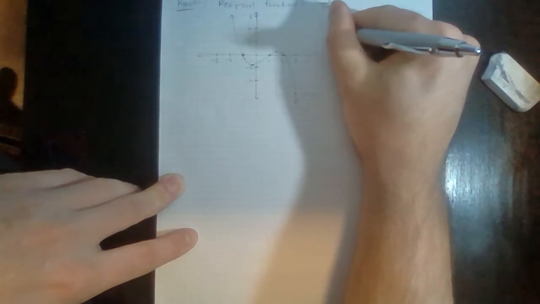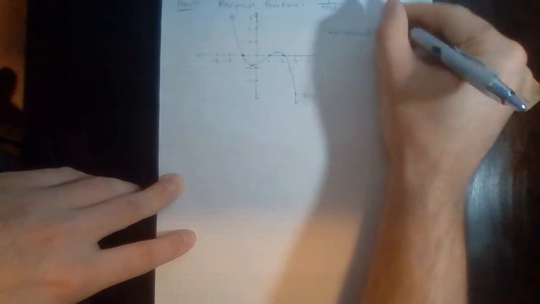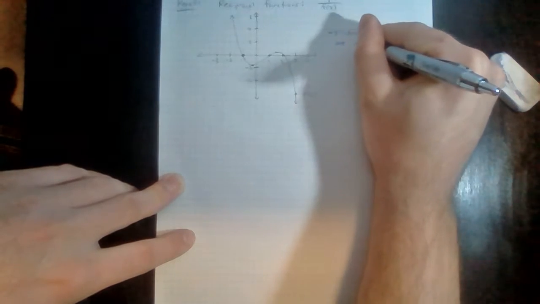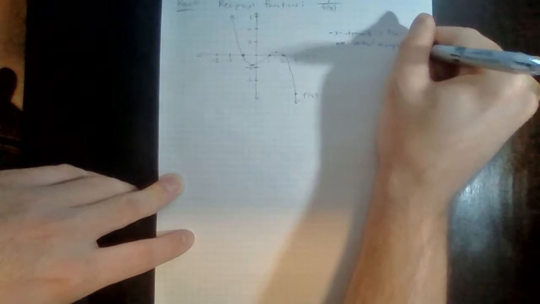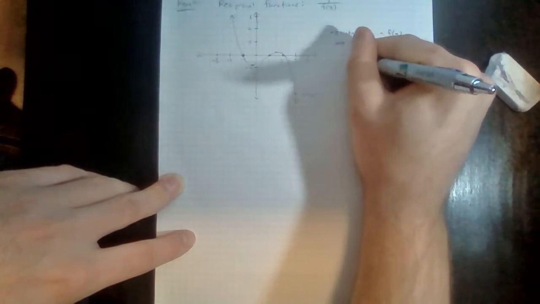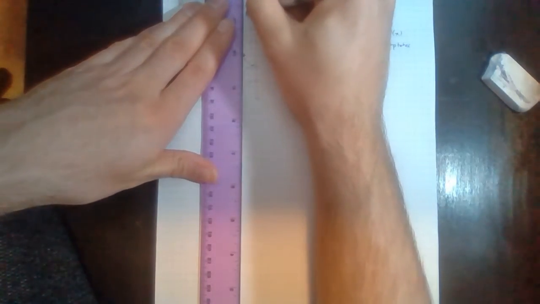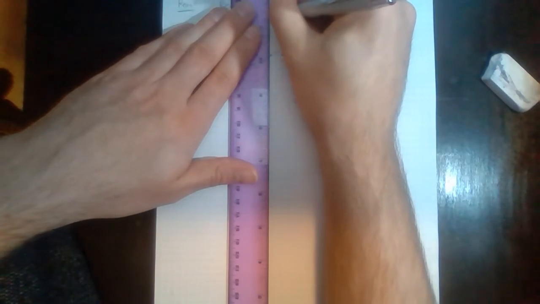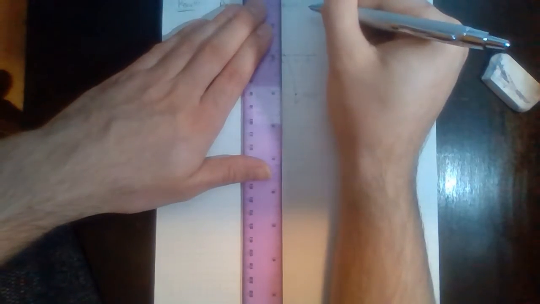Any x-intercepts in f of x are vertical asymptotes in the reciprocal function. So at x equals -1, here we're going to have a vertical asymptote. x equals 1. And x equals 2.